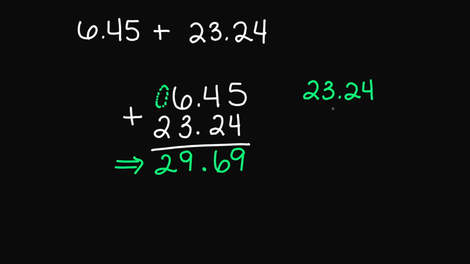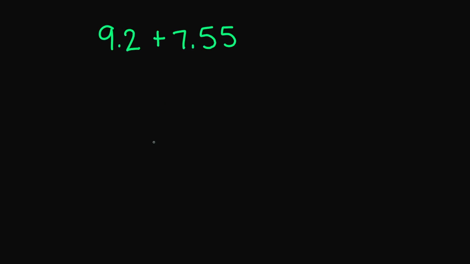And let's say you wrote your 23.24 first, and then your 6.45, this is how it would look. You would still get the same answer. 4 plus 5, 9. 2 plus 4, 6. Decimal plus decimal. And then 3 plus 6 is 9. And then you have your 2 plus 0, imaginary 0, is going to be 2. All right, let's try the next example.